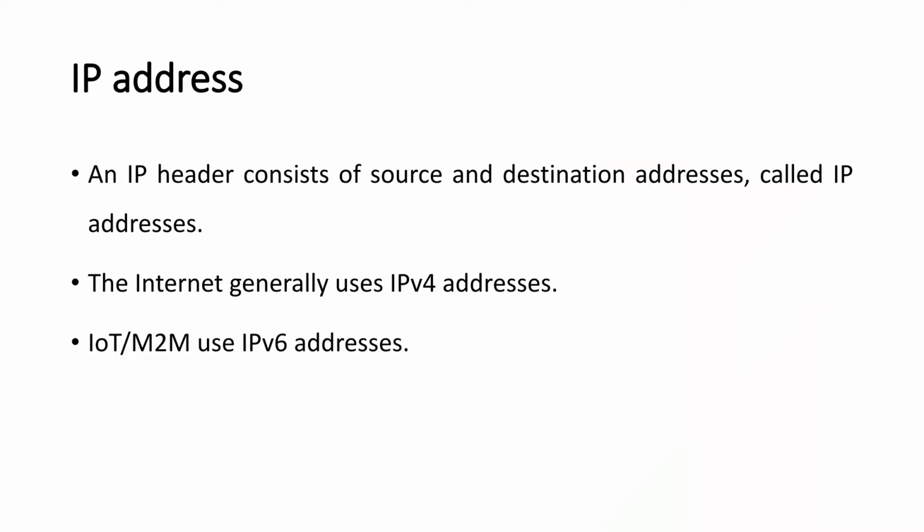The header has both the source and destination addresses, which include the network domain. The internet generally uses IP version 4 addresses, while IoT or machine to machine communication uses IP version 6. An IP address is a numerical representation that uniquely identifies a specific interface on a network.